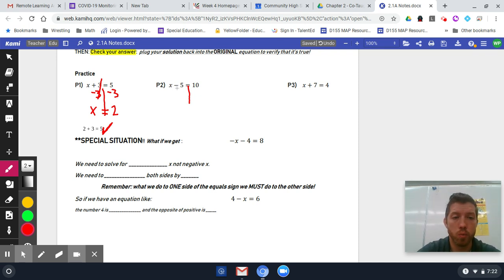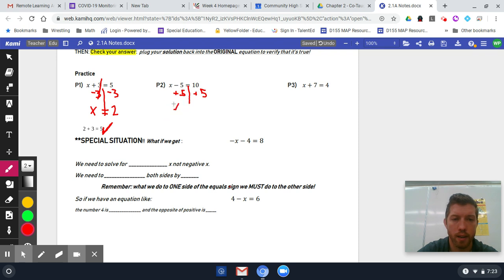Well, we need to do the opposite of the negative 5. What's the opposite of a negative? Well, it's a positive. So what I'm going to do is add 5 to both sides. Plus 5 and plus 5. When we do that, these will cancel out. It always should. If it doesn't, then we did something wrong. -5 plus 5 brings us back to 0.